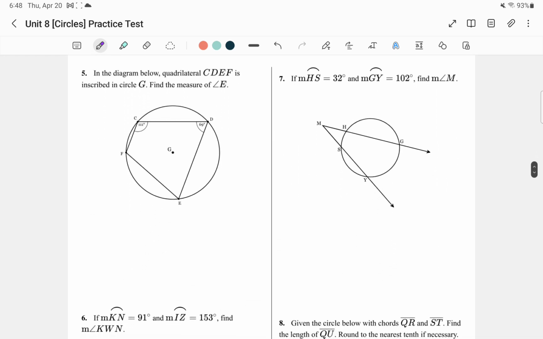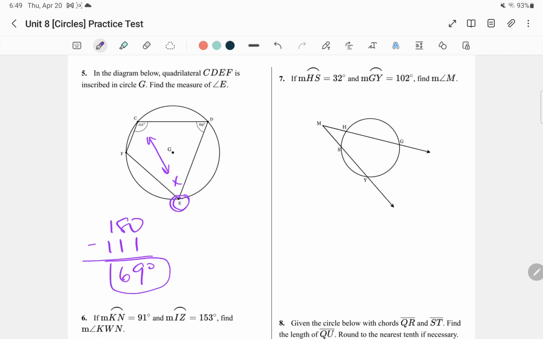So in the diagram below, quadrilateral CDEF is inscribed in circle G. Find the measure of E. So find the measure of this angle right here. So we're going to just label it X. And opposite angles are supplementary, meaning they add up to 180. So I'm just going to go ahead and subtract from 180. 180 minus 111 gives me 69 degrees. And that is it for number 5.